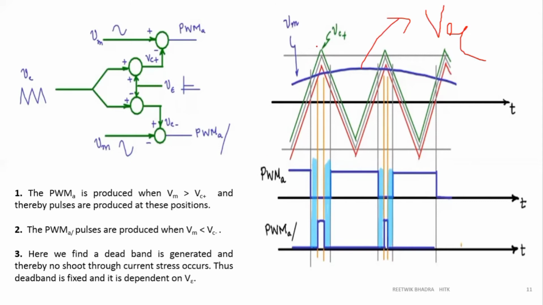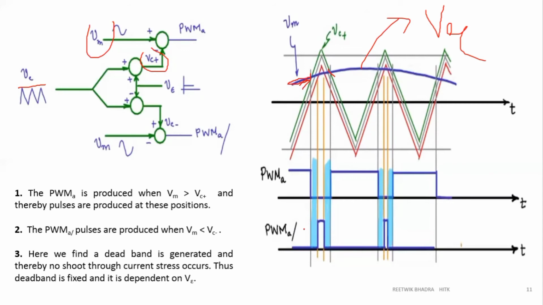So for PWM A, VC plus is compared with VM. So we'll get this intersection of this blue line with the green one. This is my intersection point, and this is my intersection point over here. During this point the sine wave is high, during this point the sine wave is low, so obviously this is 0 over here. And from this point to this point, this blue line is greater than the sine, meaning green line, so we are getting a pulse height.